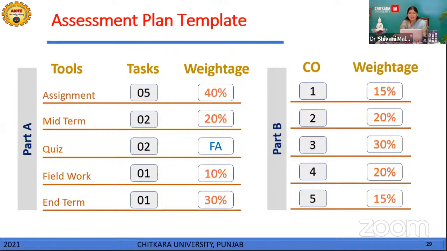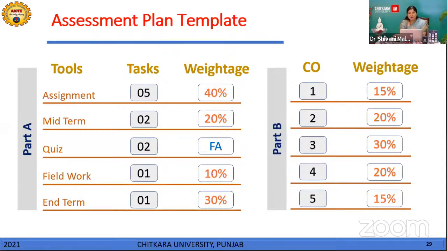If not exactly, approximately the same weightage. Otherwise, what happens is the students feel cheated, right? What the template showed, we were not tested or evaluated for the same. As in this case, course outcome 3 has a weightage of 30%.